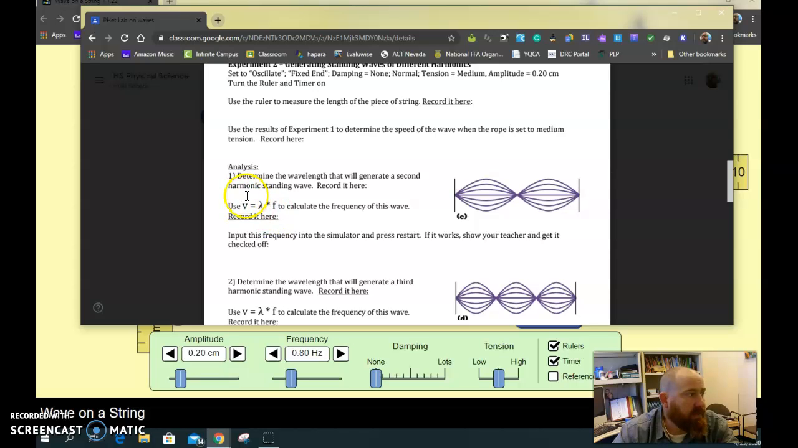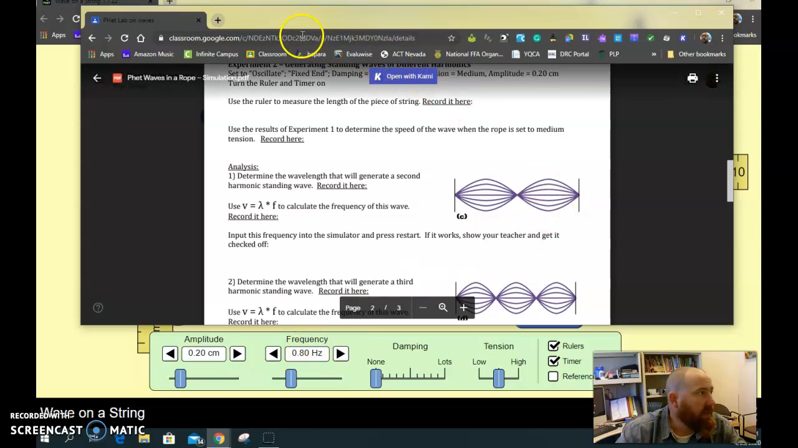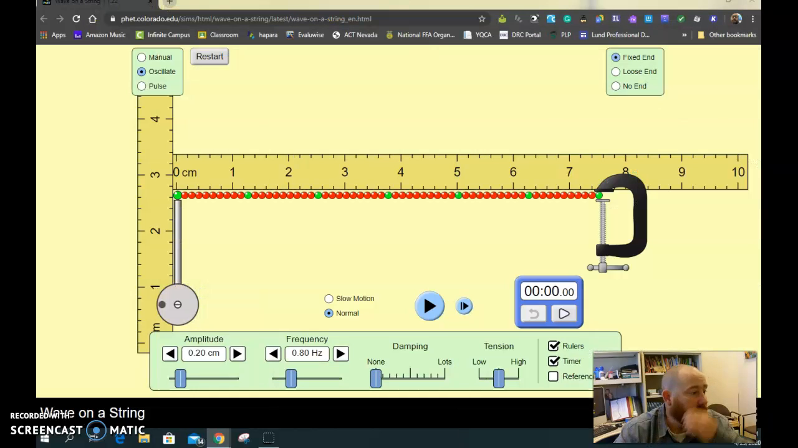So if I take my V of 3.04 and I divide it by my lambda of 3.8, I come up with a frequency number, and my frequency number is 0.8. That's what I came up with. So I put that frequency in there of 0.8.